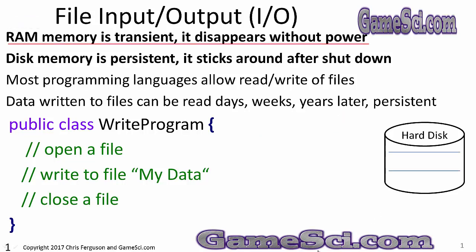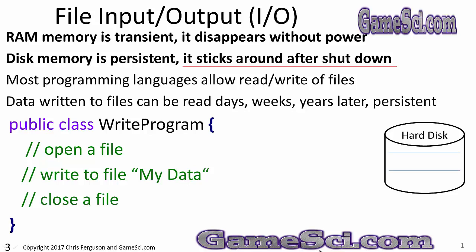RAM memory is transient. It disappears without power. If you turn off your program, shut down your computer, anything stored in RAM memory disappears. Disk memory is persistent. It sticks around after shutdown. If you lose power, if your computer reboots, disk memory is persistent.